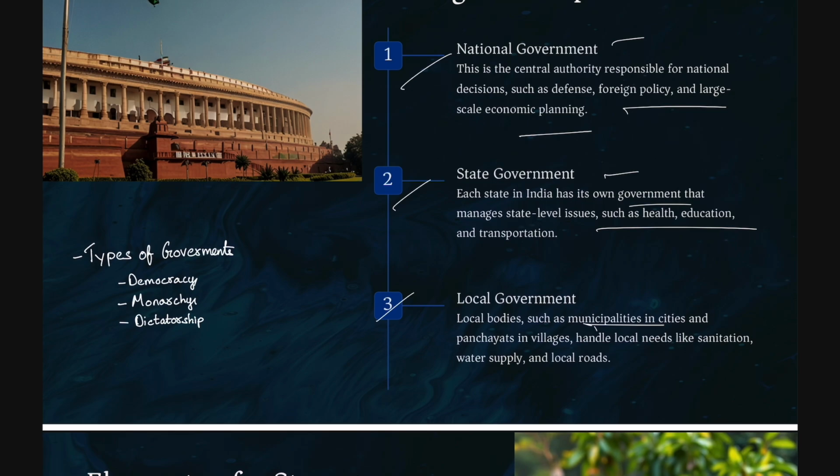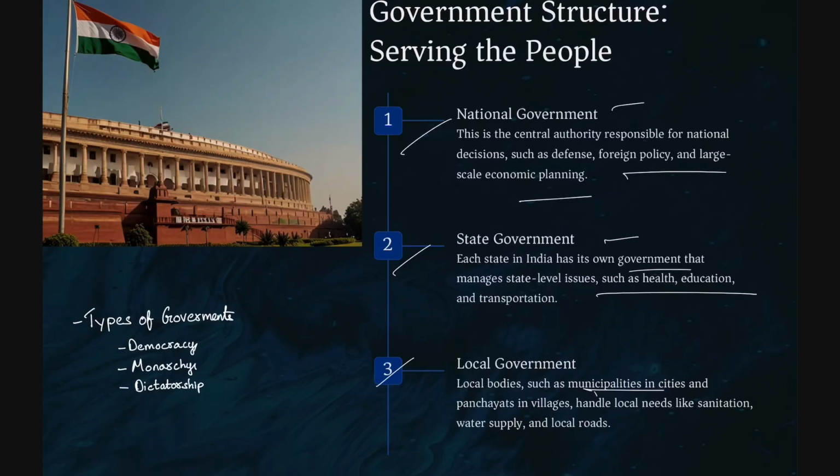India's local government is an essential part of its democratic structure, designed to bring the government closer to the people. Now let's understand these types of governments. India is a democratic country where the citizens elect their representatives. Democracy is the form of government where the power lies with the people who elect their leaders.